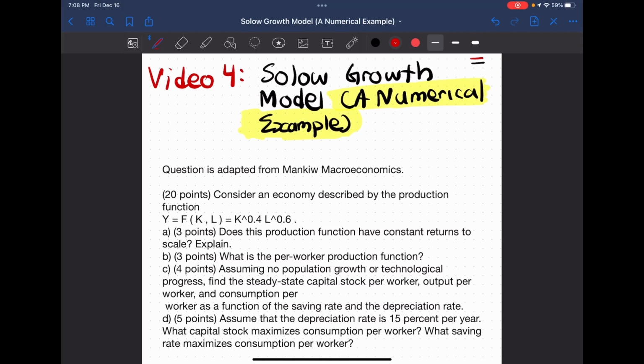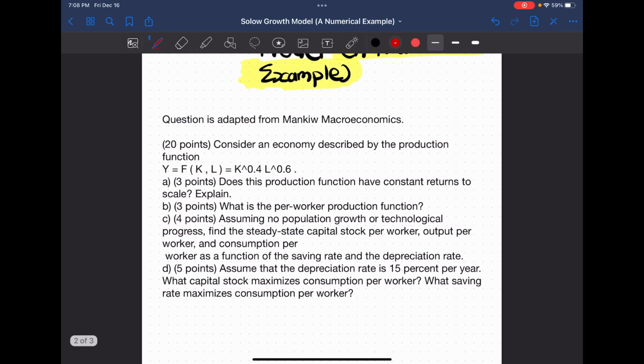In this video, we're going to discuss the Solow growth model with a numerical example. So here's the question that we are going to solve. This question is adapted from Mankiw Macroeconomics. If you want to check out the original question, refer to that textbook, but this question has been modified for the purposes of this video. So you can screenshot it, and the question is also available in the description down below.